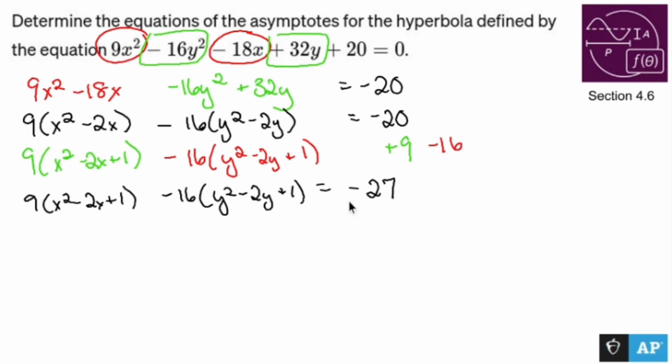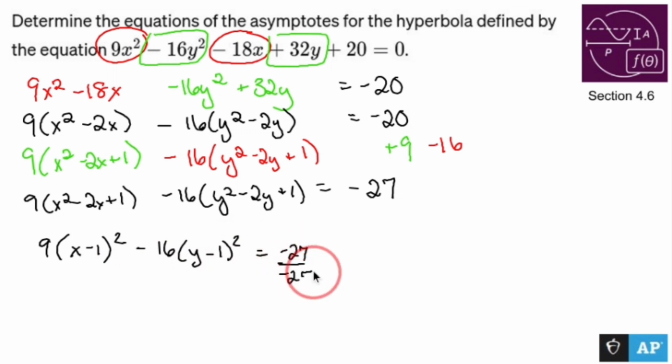Now, here's the difficulty of this problem. This has to equal 1. So it's not a matter of getting rid of these and having nothing in front of my parentheses. This has to equal 1. So let me quickly do what I'm supposed to do here first. 9(x - 1)^2 - 16(y - 1)^2 = -27. So what I have to do is divide everything by -27.